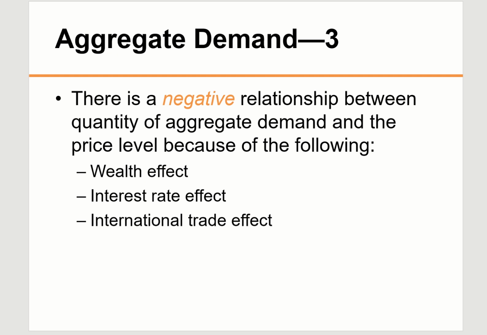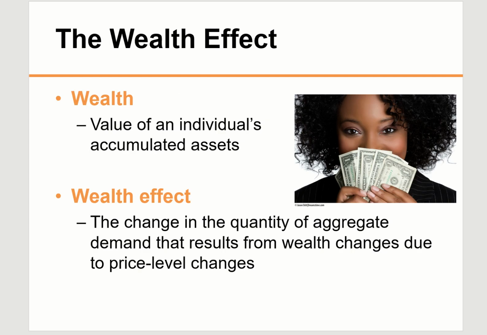So the aggregate demand curve is negative. It shows this inverse relationship between the quantity of aggregate demand and the price level. And the reason why is because of 3 factors: the wealth effect, the interest rate effect, and the international trade effect. So let's look at each one. First, the wealth effect. How much wealth we have, the individual's accumulated assets, depends on the price level. So imagine the price level goes higher, then we believe we have more wealth. Therefore, what do we do? We probably buy more stuff, right?